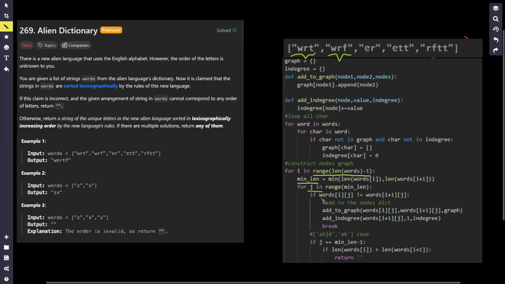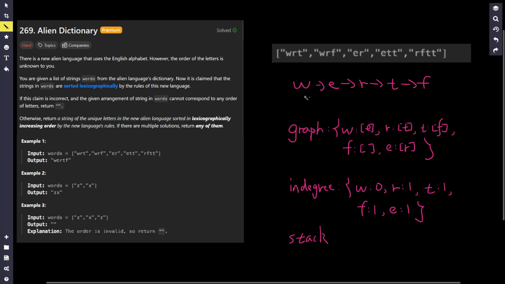At index J, if the current word is different from the next word, that means this node needs to be added into the graph. There is an edge case, I discussed it before. If we have AB, JD and AB, because I specified this before, AB should be above ABJD. In this case, the result is invalid, so we need to return null. We are halfway through the problem. The next step is to implement the topological sorting.